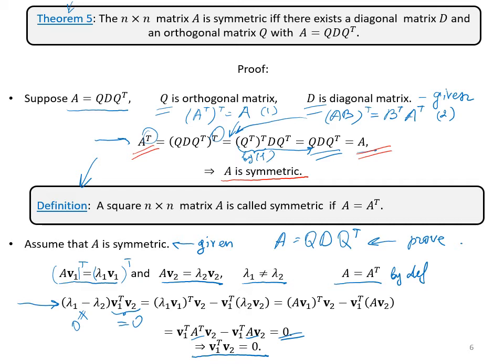In case we do not have distinct eigenvalues, we will deal with certain subspaces of eigenvectors for each of the multiple eigenvalues. And then we should apply the Gram-Schmidt orthogonalization process and find a complete set of orthonormal eigenvectors. So this theorem is proved.